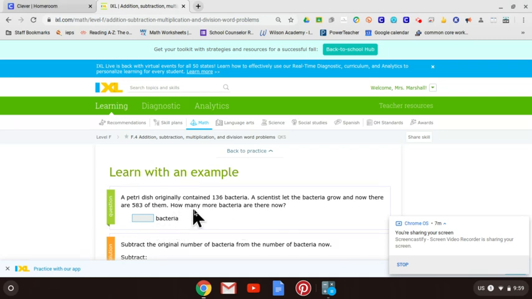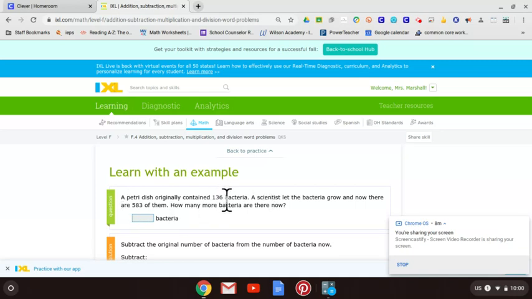So I know when I look at my keywords, how many more means I'm subtracting. So I would box this and put a subtraction underneath. Okay. Now here's where my problem gets tricky. Am I going to do 136 minus 583? Or am I going to do 583 minus 136? Well, if it's saying how many more are there now, it means I'm comparing what I started with to what I ended with. So clearly, if I take what I started with, the 136, and take away the 583, I'd end up with a negative number. Well, that doesn't make sense because I'm saying how many more. So I have to start my subtraction with what I ended with and then subtract what I started with.